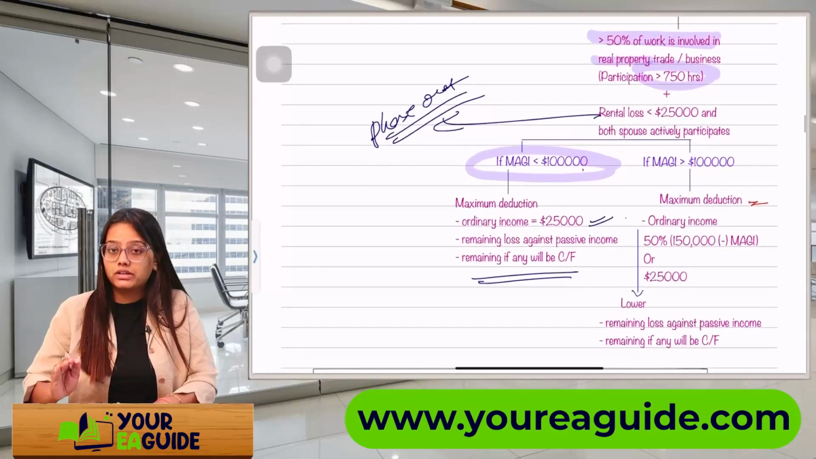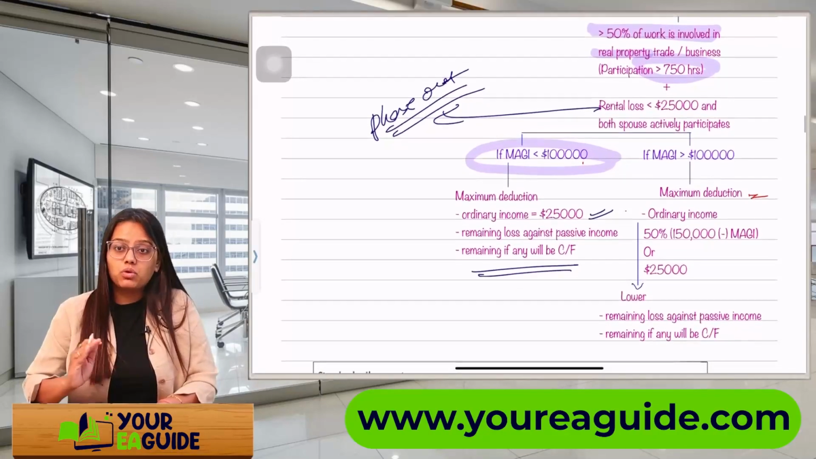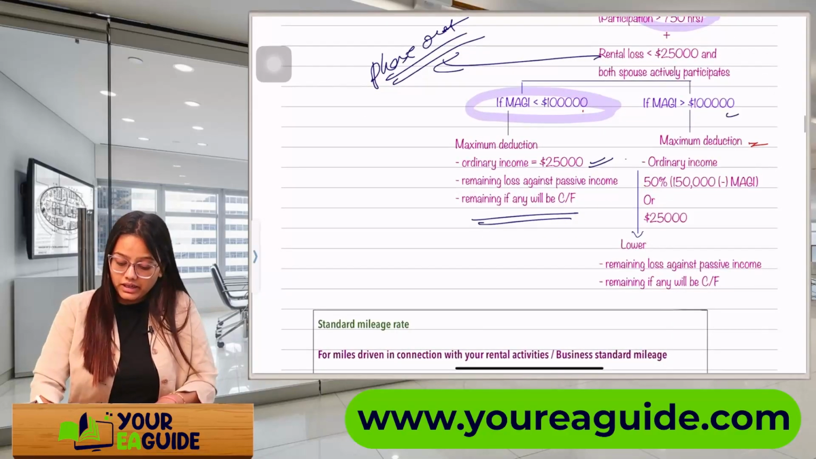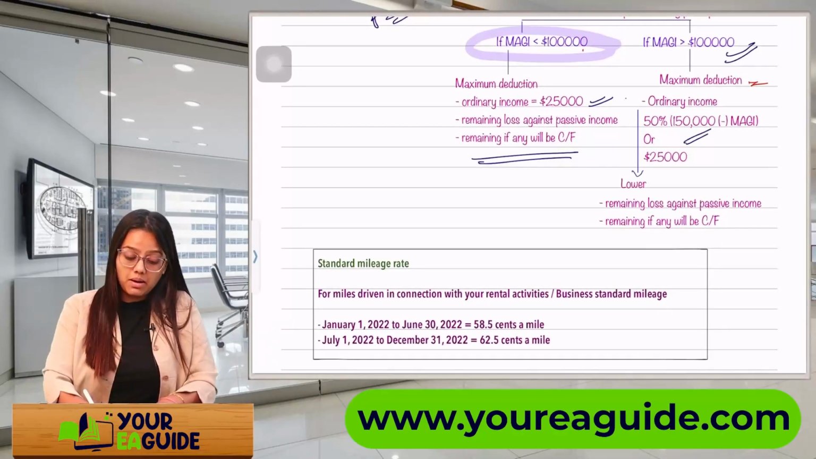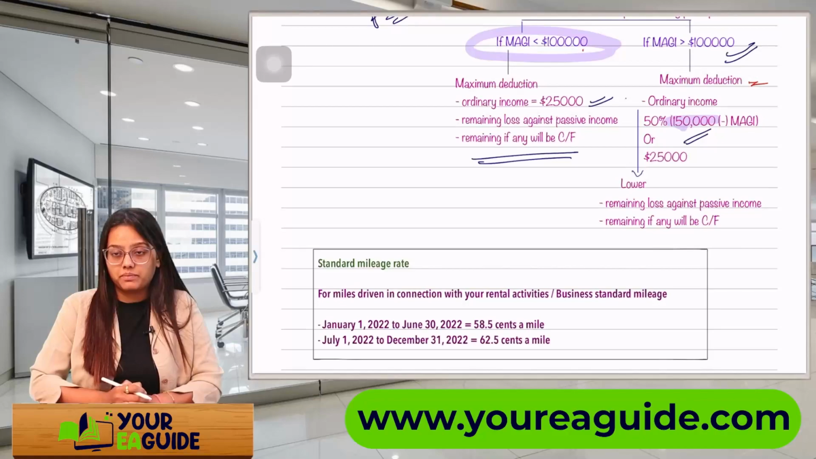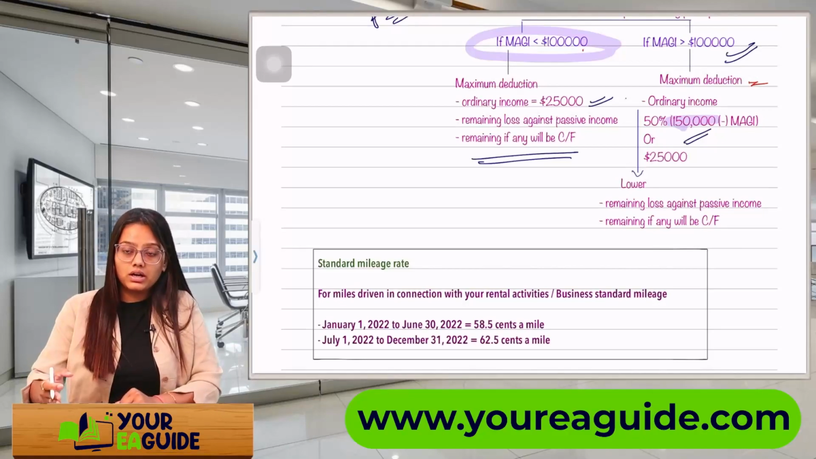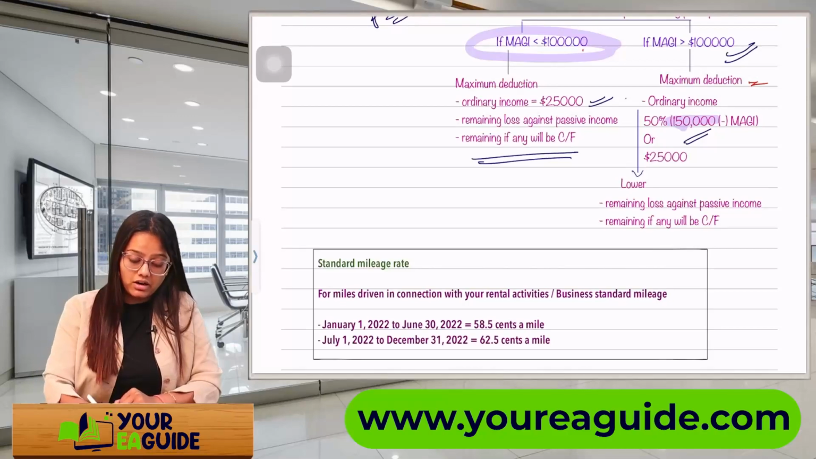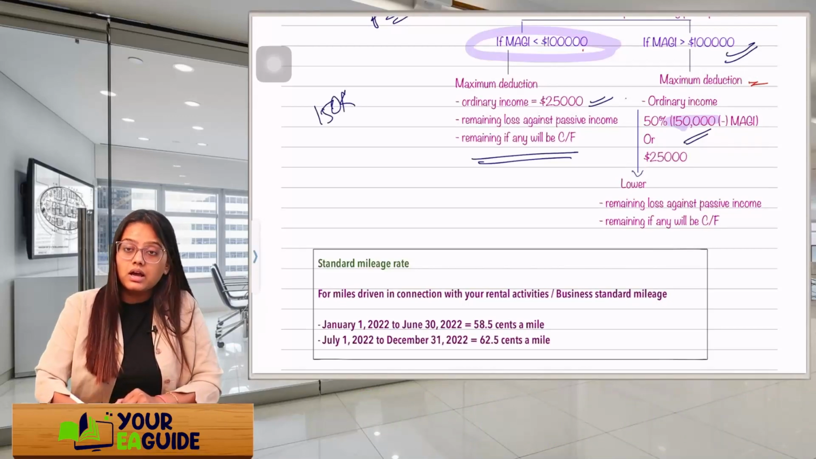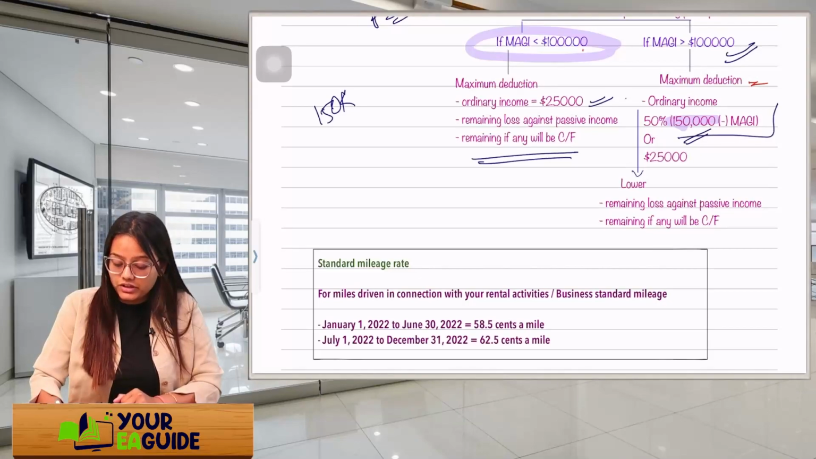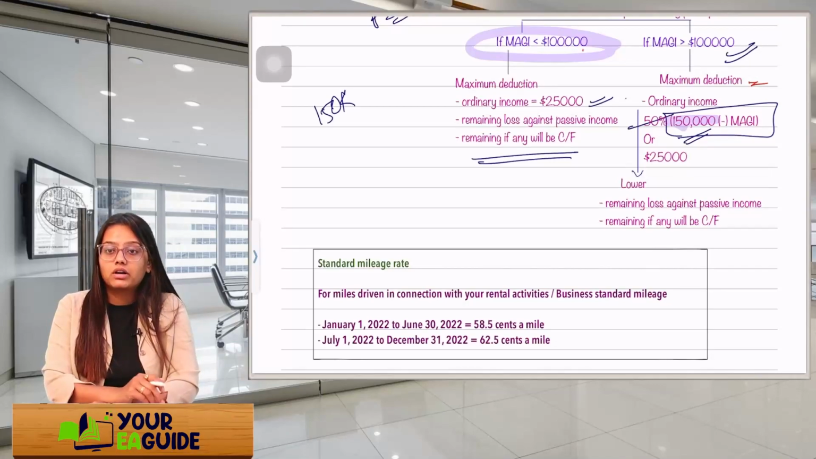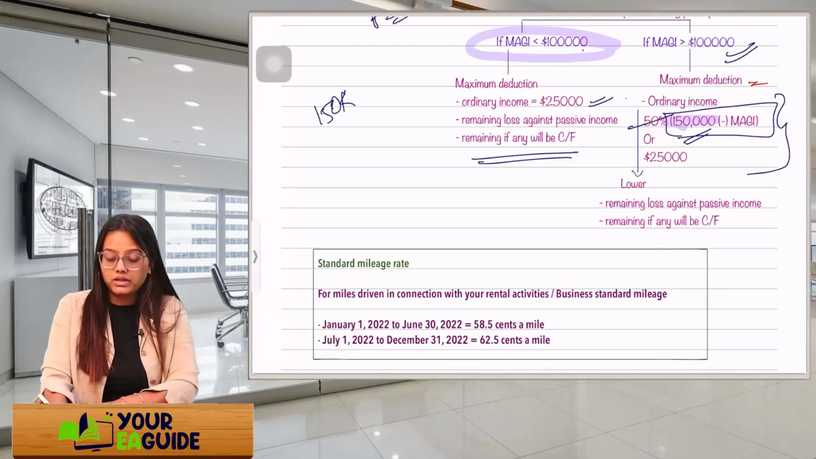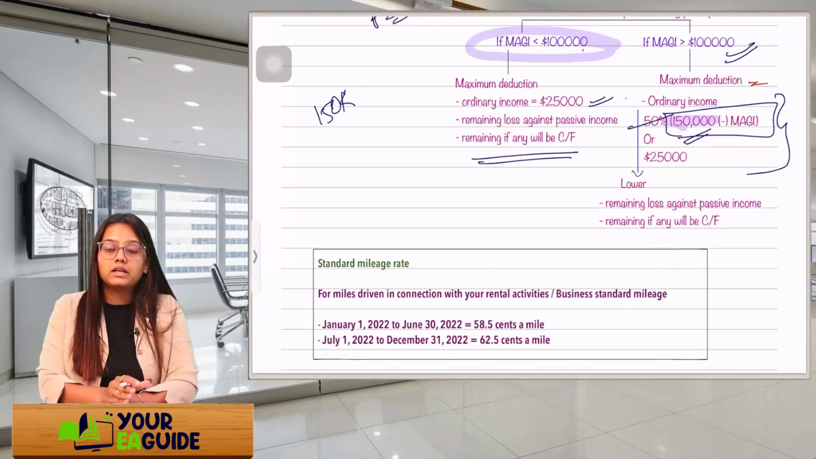Now, let's see how to calculate the phase out. If your modified AGI is more than $100,000, straight away take the highest upper limit. Here, the upper limit will be $150,000. So $150,000 minus the actual AGI, you have to take the difference and multiply it by 50%. Or $25,000, whichever is lower, you will get the deduction. So the maximum allowable deduction will be limited to this formula in case your AGI is more than $100,000.